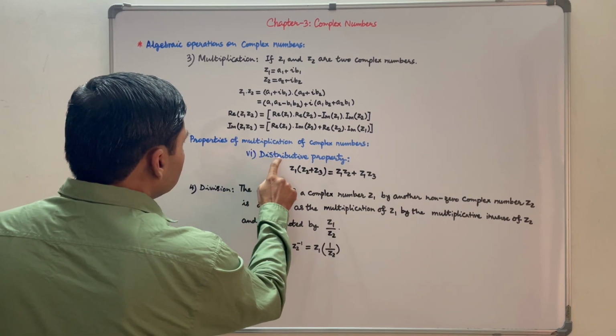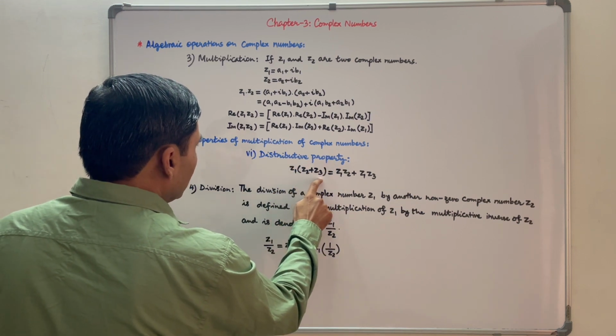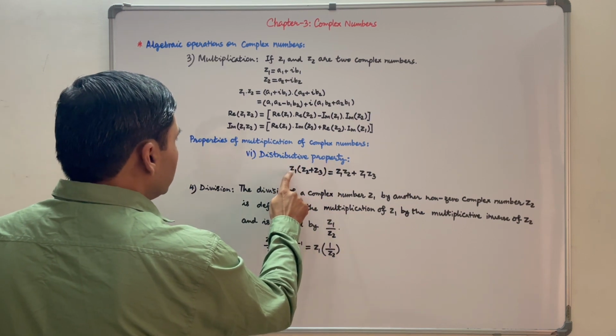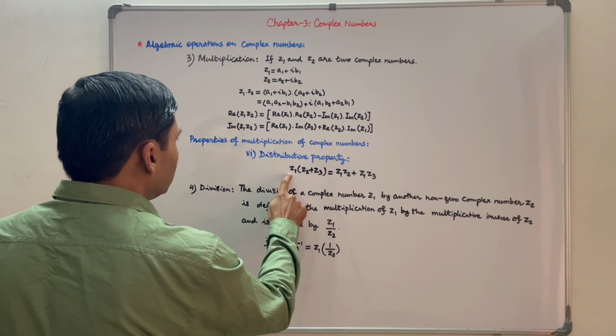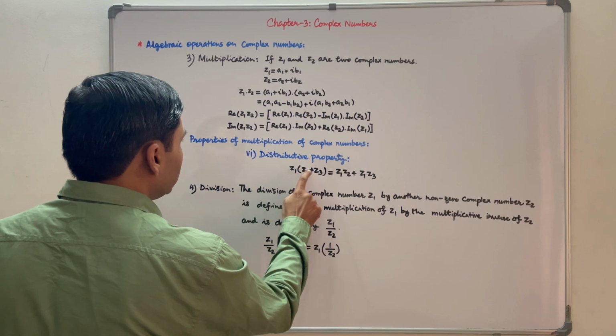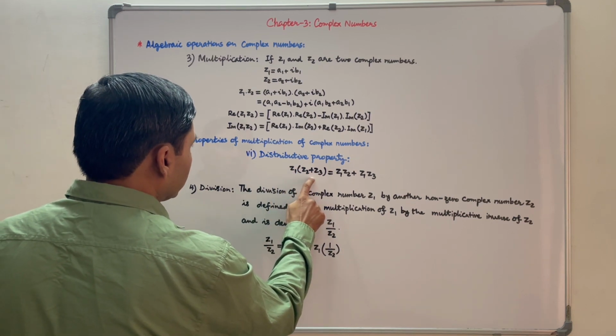Sixth property is distributive property. Suppose z1, z2 and z3 are 3 complex numbers. Then z1 into in bracket z2 plus z3 is equal to z1 z2 plus z1 z3. This is called distribution over addition of complex numbers.